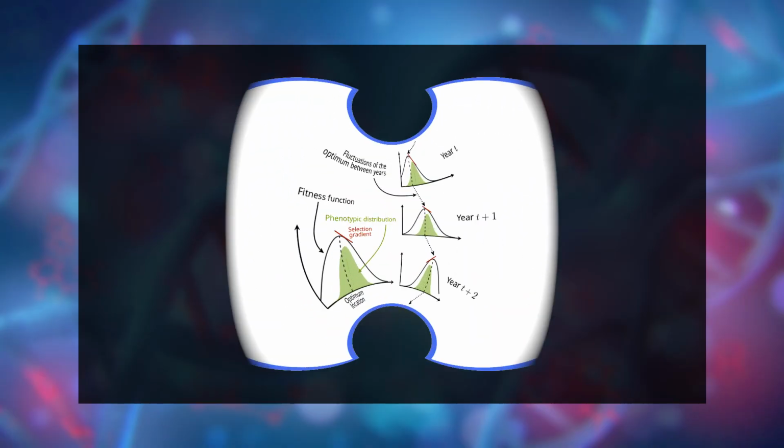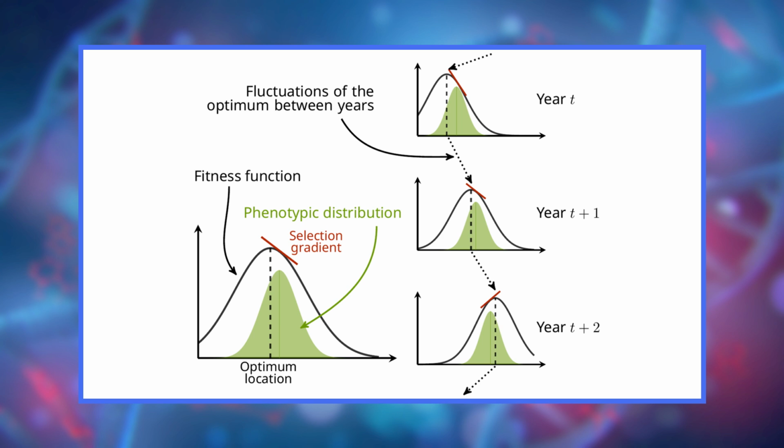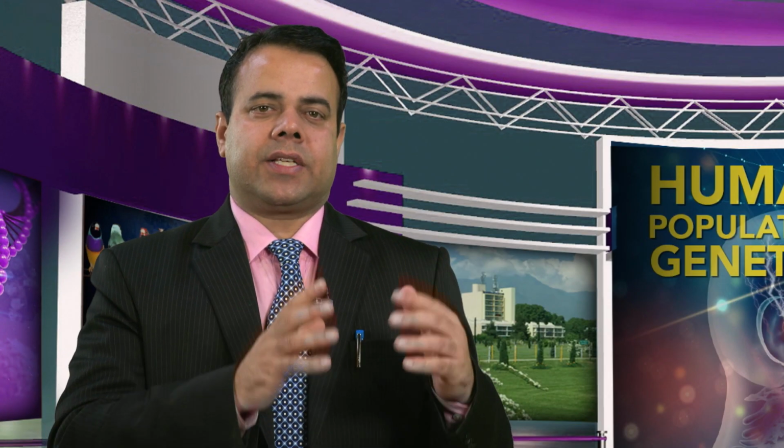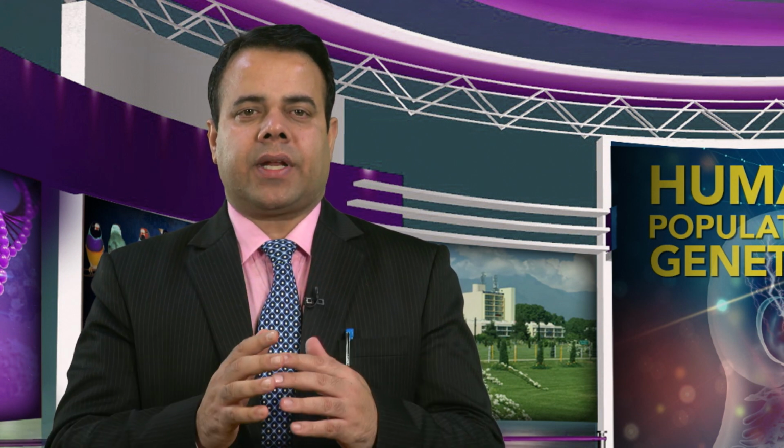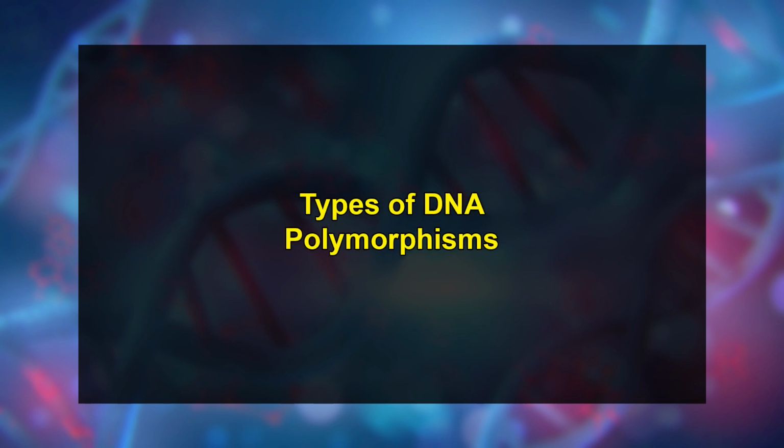Balancing selection, in contrast to directional selection, maintains genetic polymorphism in populations. When some proportion of the allele with the lower geometric mean fitness is shielded from selection, frequency-dependent selection remains the most commonly invoked heuristic explanation for the maintenance of genetic variation. Dear students, let's now discuss the types of DNA polymorphism.